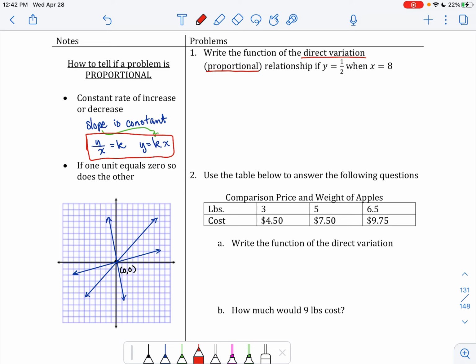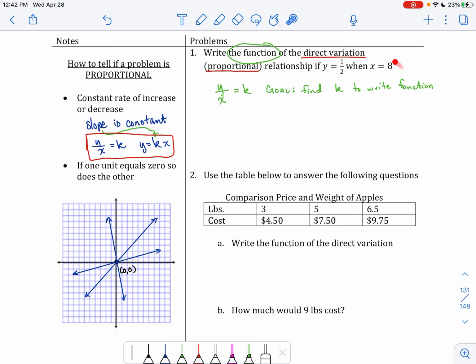So, write the function of the direct variation proportional relationship if y is equal to 1/2 and x is equal to 8. So whenever we write a function here, that means that we want to have something in terms of x and y, but no other variables. So if we look at y over x is equal to k, that's the formula for this unit. All this goal means, since we want to write the function, is find k to write the function.